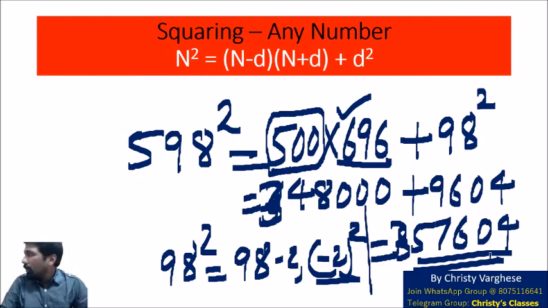357,604. Did you all understand how this method works? 357,604 is the answer here. Now some of you may have done 600 into 596 plus 2 square. That is also totally okay.